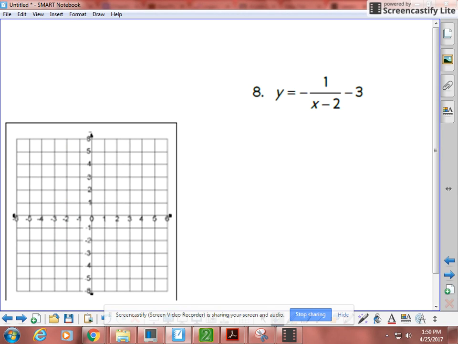All right, we already did number 7 in class, so this is number 8. So remember that first off, this negative sign is important. That's going to tell me I'm in quadrant 2 and quadrant 4. So this is a little bit different. Starting off with our asymptotes. Our vertical asymptote is at x equals 2 because it's the opposite of that. So x equals 2 is right here.